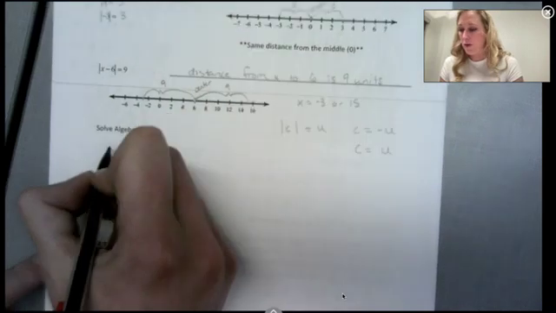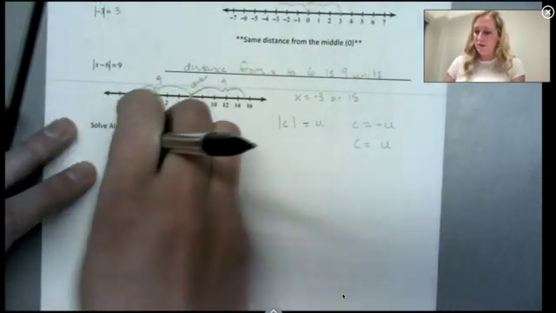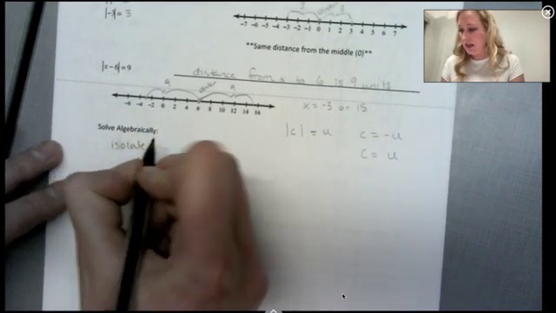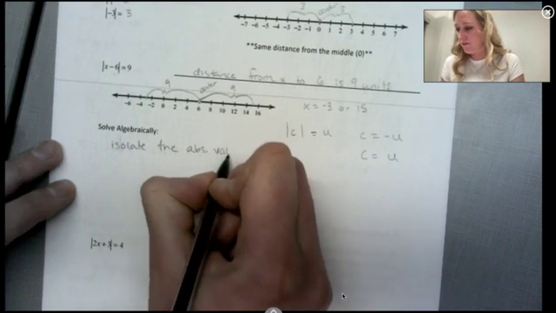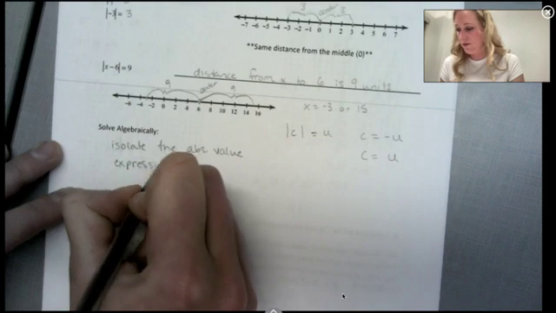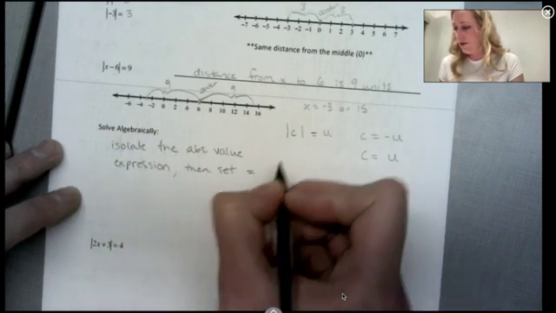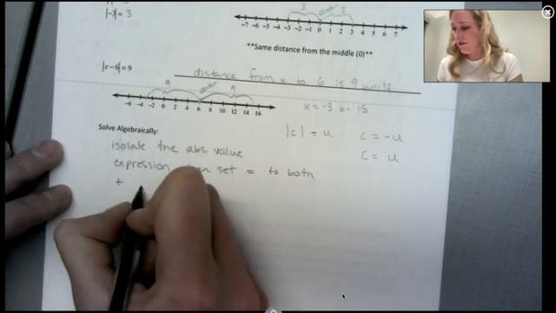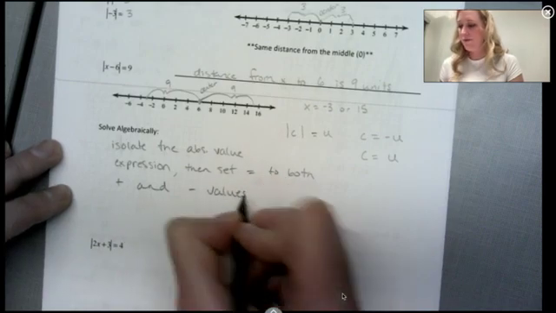First, I don't think we have an example like this, but I'm going to add in this direction. We're going to isolate the absolute value expression, then set equal to both positive and negative values.